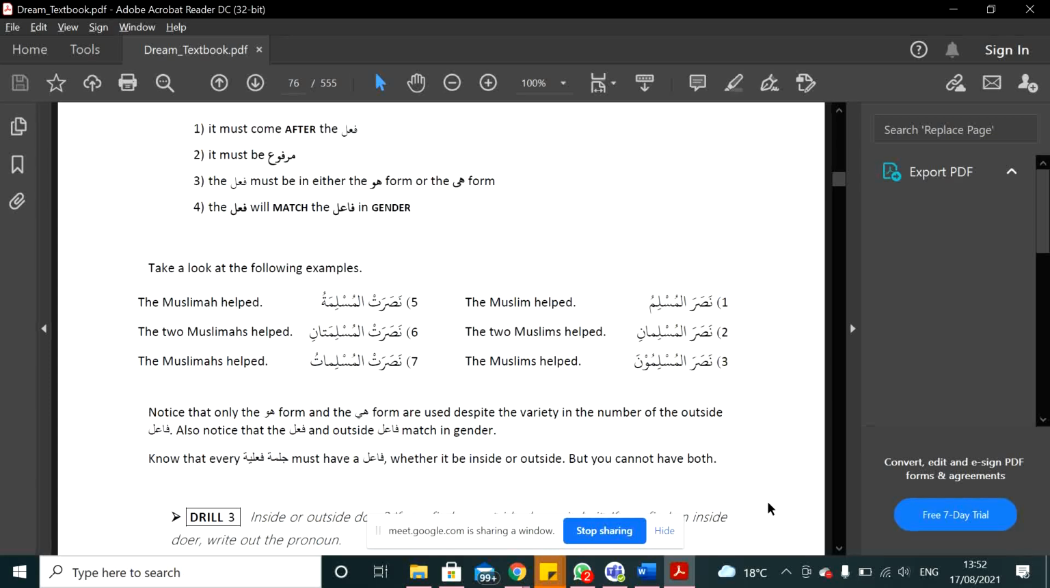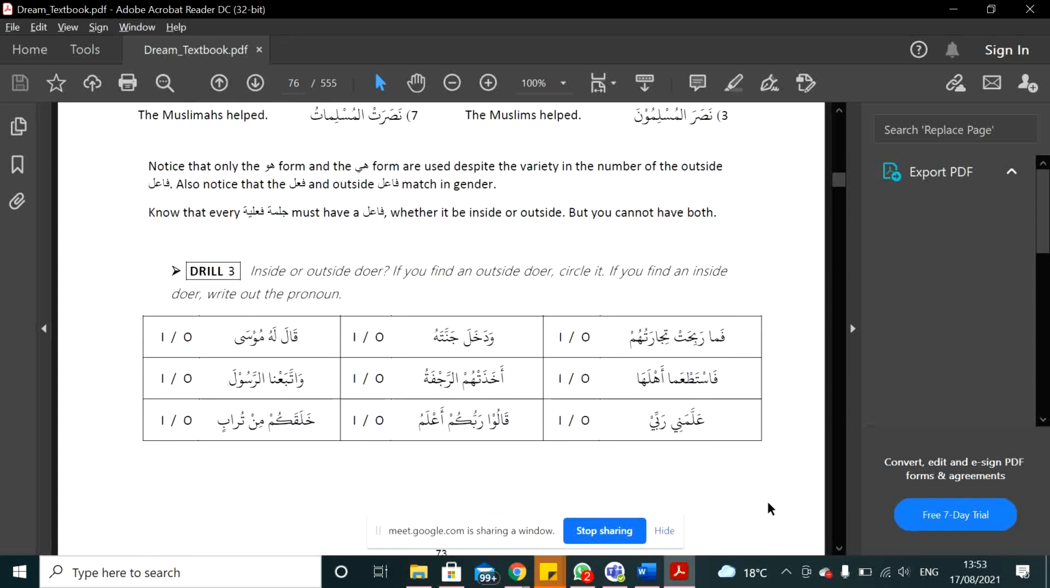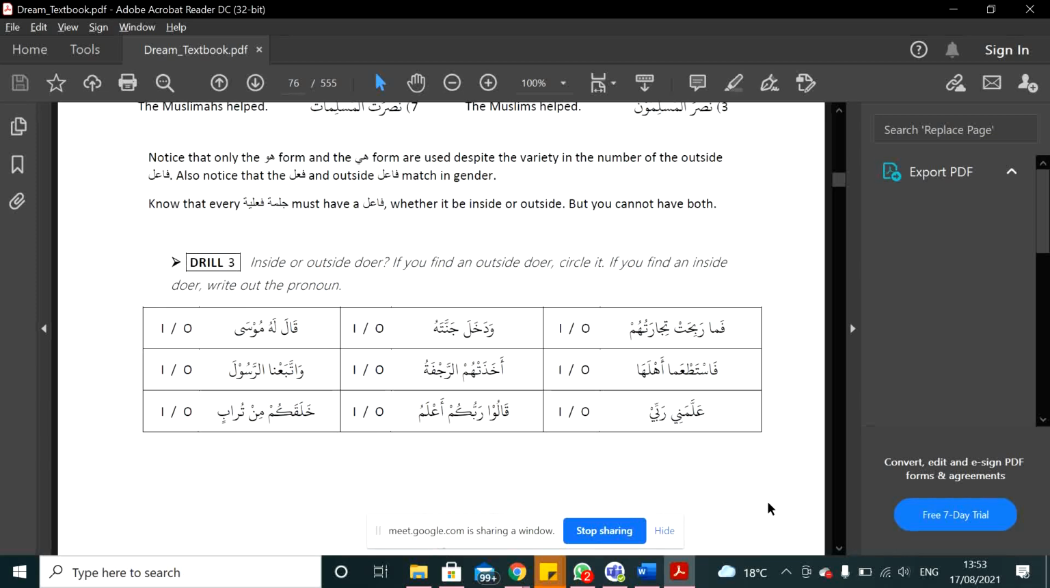Now there's only 1 condition for the fi'l, and the condition is that the fi'l must be in huwa or hiya format. So you see a fi'l in huwa and hiya format, and you find an ism after it which is rafa and which matches in gender with the fi'l, then we have an outside doer, right? If we look at the example, then it will make things more clear to you, inshallah ta'ala.